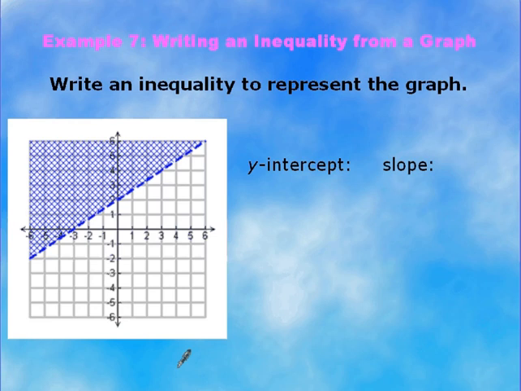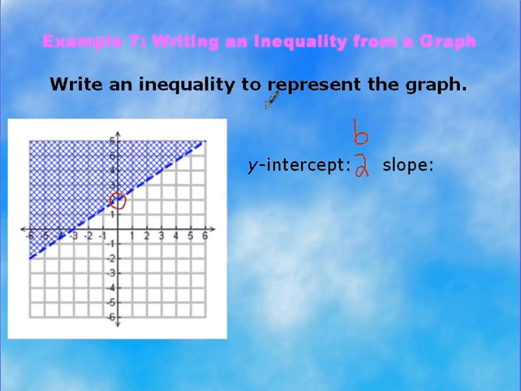Okay, and now we're going to write the inequality ourselves. So they gave us a graph, and this time we're going to write the inequality. So first we need to figure out what is the equation for this line. Okay, so first we need to find out what's the y-intercept. Well, the y-intercept is where the line crosses the y-axis, and it crosses it right here at 2. So we know that our y-intercept is 2. And we know the letter that goes with y-intercept is b.